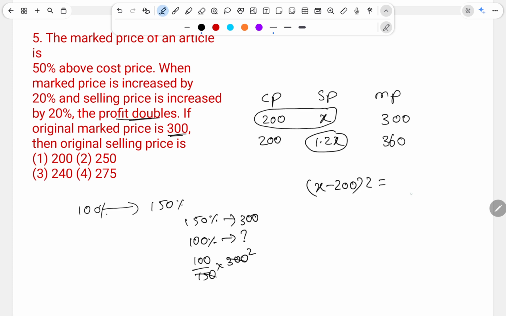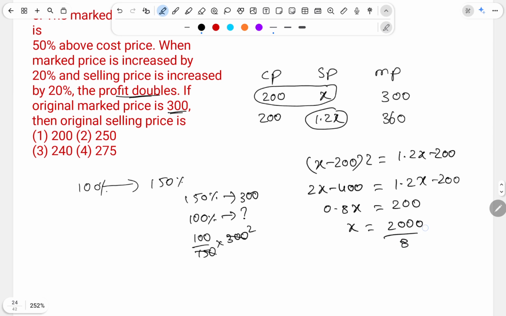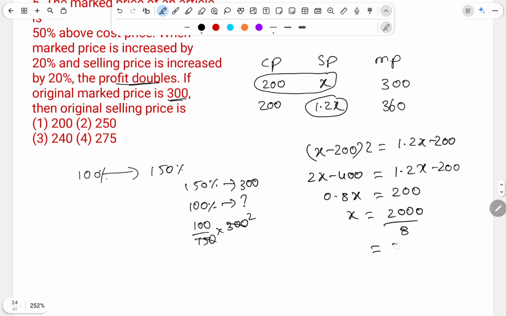Same 200. So 1.2x minus 200. Now 2x minus 400 is equal to 1.2x minus 200. Now 0.8x is equal to minus 400 transposed to the other side, plus 400. 400 minus 200, 200. So x is equal to, a point is there, so I will make it 2000 by 8. How many times does it go? 250 times.